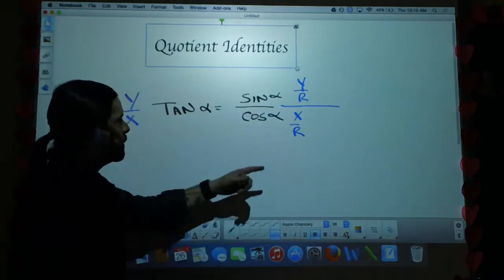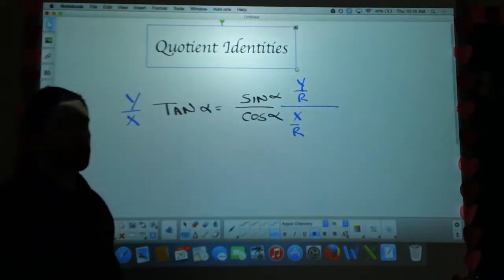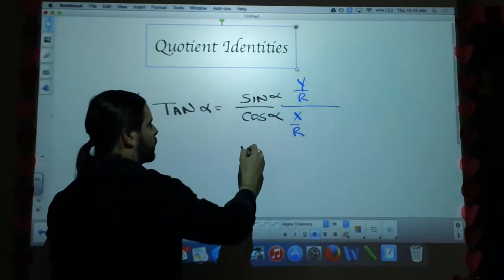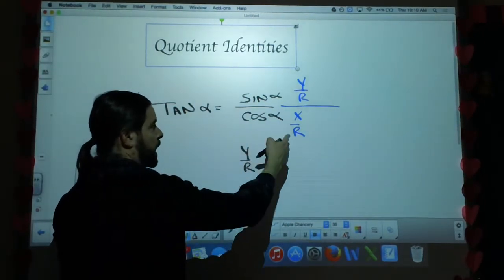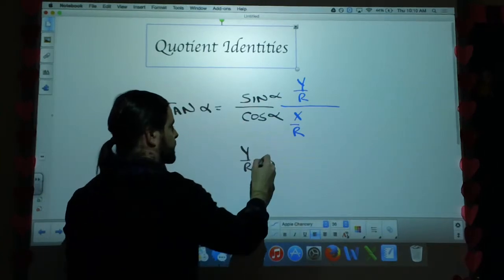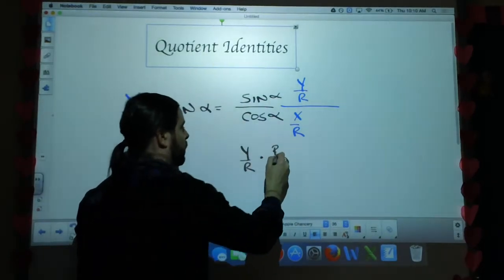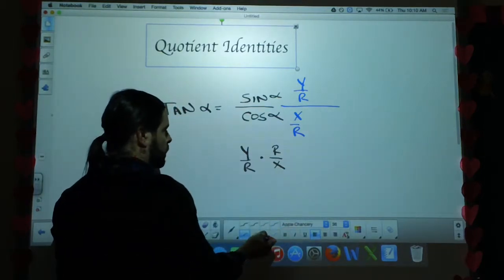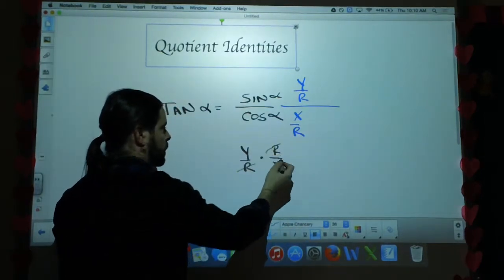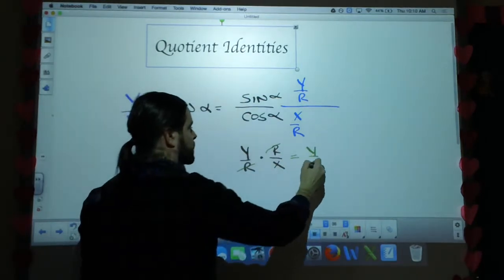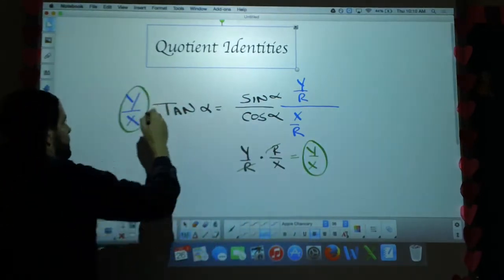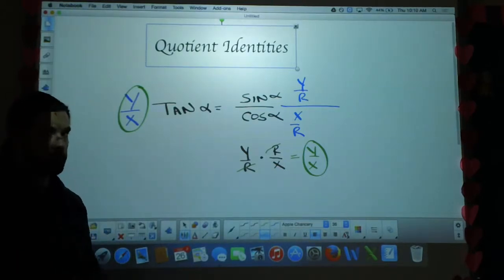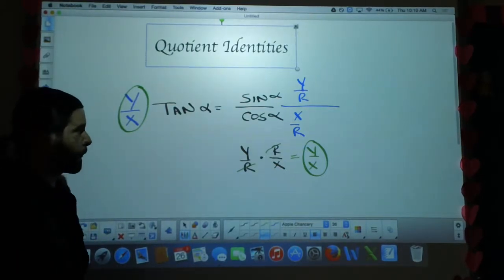Well, again, if you have a fraction divided by a fraction, would you not flip and multiply? So if I take y over r and I divide it by x over r, that's the same as multiplying it by r over x. Well, don't these r's cancel out? So that gives you y over x. So you can see this is exactly why the tangent of any angle equals the sine of that angle divided by the cosine of that angle.